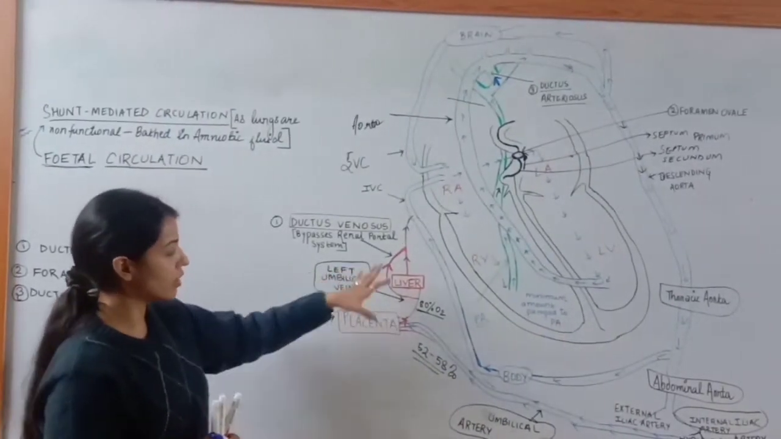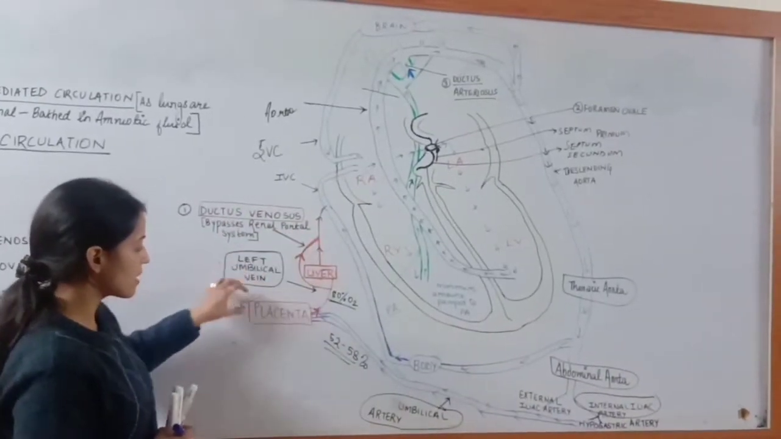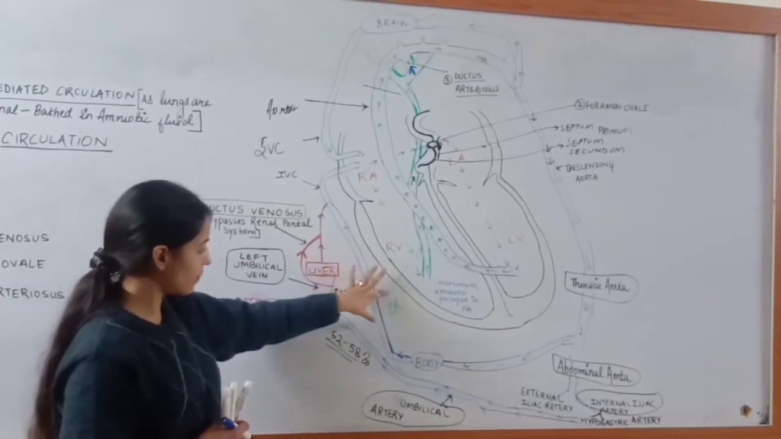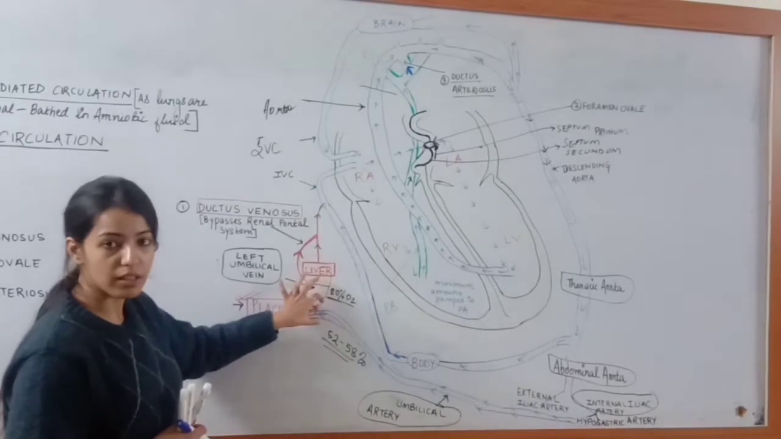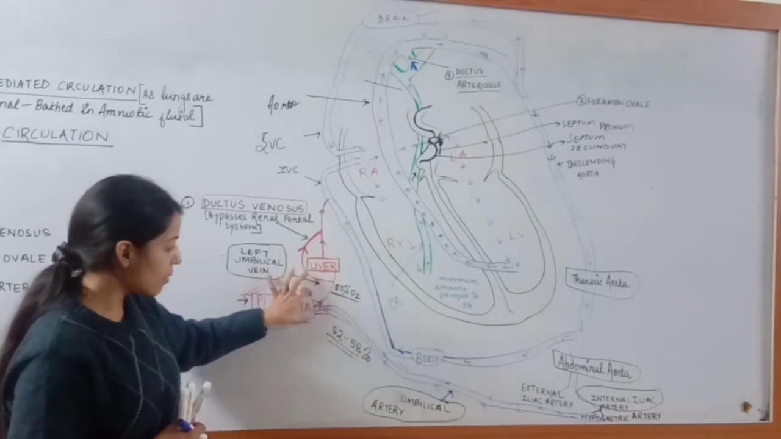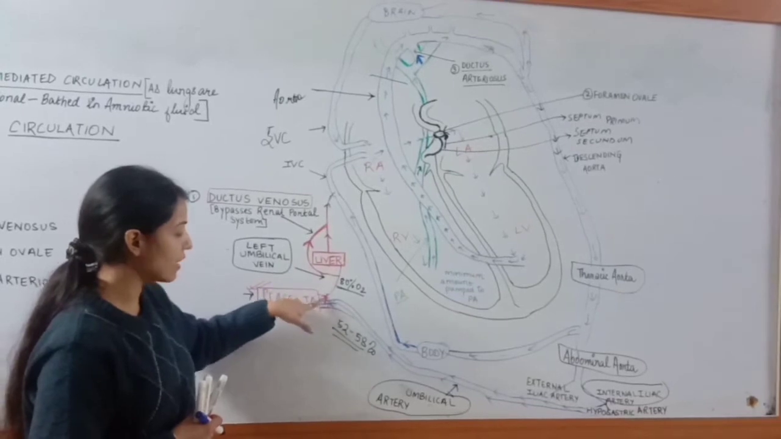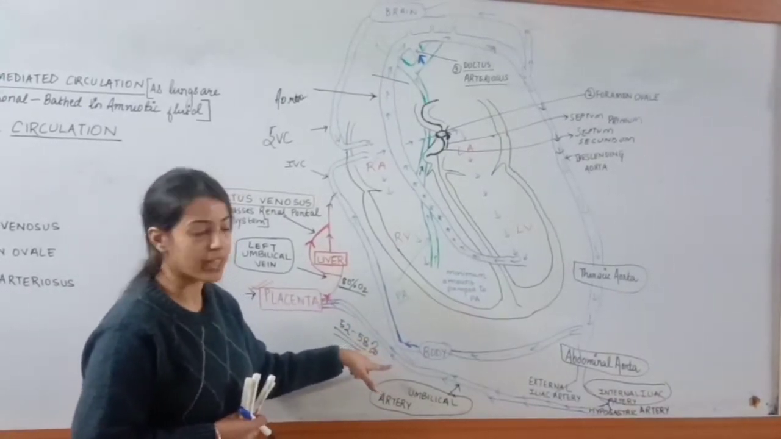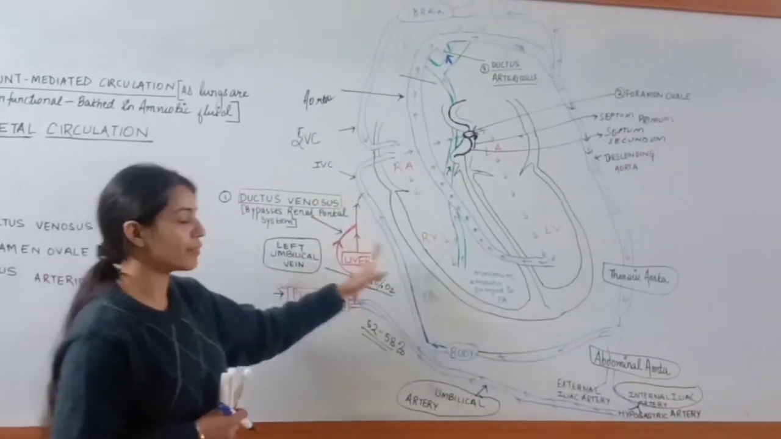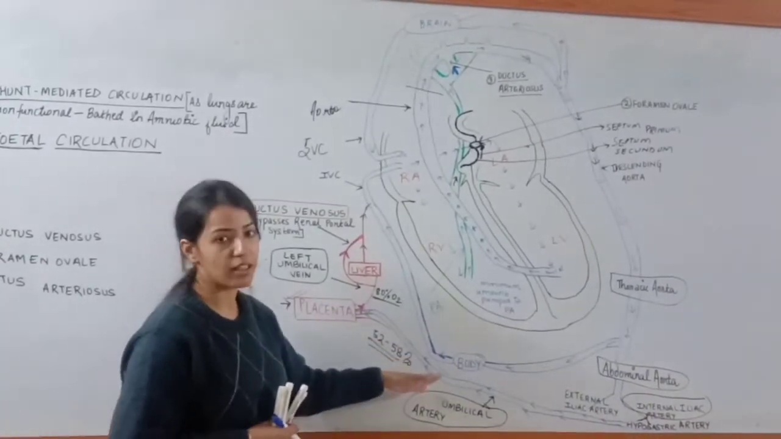So here in the figure, this is the fetal heart and the fetal liver. This is the placenta of the mother. Between the placenta and the fetal system, there is a connection, a cord. This cord is referred to as the umbilical cord. Now this umbilical cord will contain one umbilical vein and two umbilical arteries, right? So the umbilical cord is a connection between the mother and the fetus. It contains one umbilical vein and two umbilical arteries.